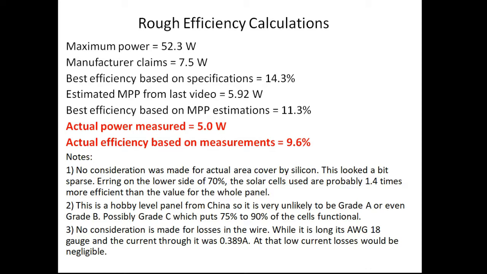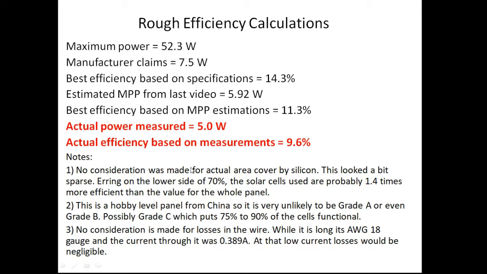Anyway, what we really got from our estimation last time was 5.92 watts. And based upon that, we're getting 11.3%. That sounds closer to what we would expect. Not that far apart anyway. And really, what we actually got at our battery charging, our real actual measurements, not what we calculated, could be our best, which is the MPP. We got 5 watts, and that's 9.6% efficient. And yeah, that sounds about right to what I'd expect.